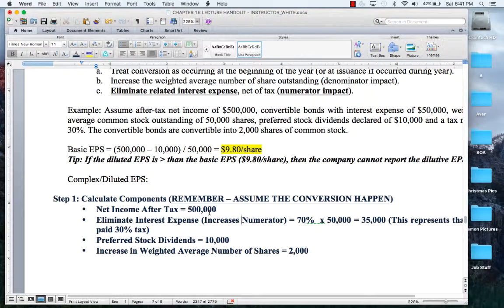Next, you need to reflect the preferred stock dividends declared, because that's part of the numerator calculation. And that was 10,000 as given in the problem. Now you need to calculate what the increase was to the weighted average number of shares. This was given to you by the fact that the convertible bonds were converted into 2,000 shares of common stock. Therefore, you treat this as if it occurred at the beginning of the year, so these 2,000 shares will be added to the 50,000 weighted average common shares outstanding.